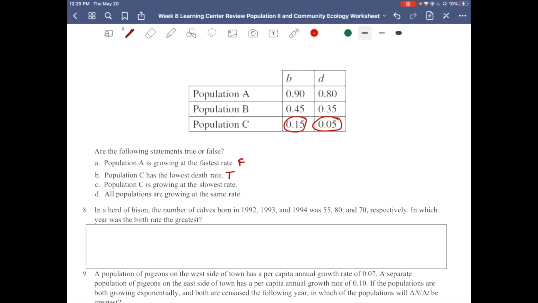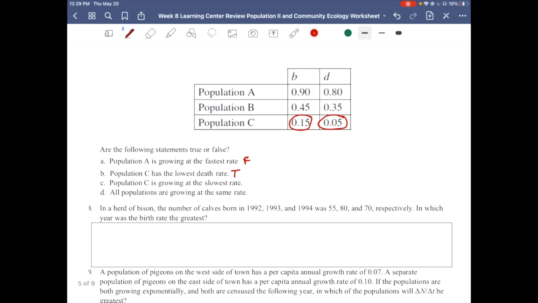All right, what do you guys think about the next question? It's saying population C is at the slowest rate. Is that true or is it false? Okay, like I mentioned for A, population C is the one that has a lot more birth rates than death rate. So it's actually experiencing a faster rate, which makes this false.